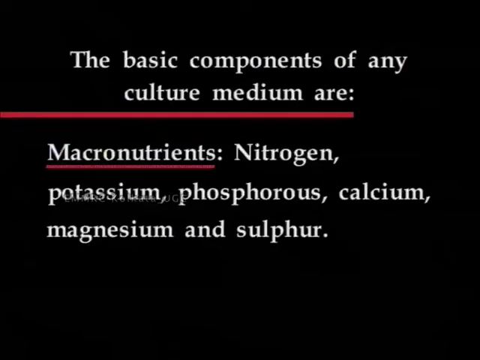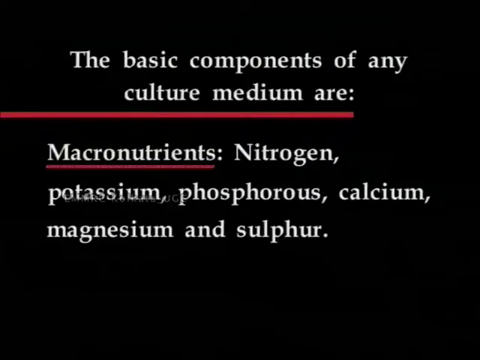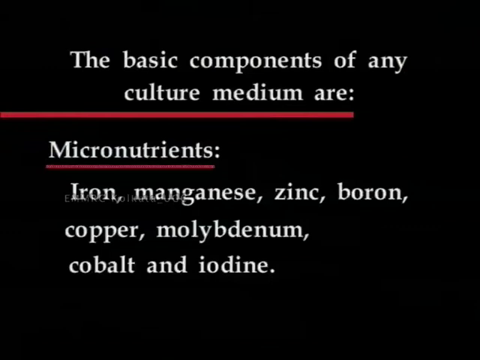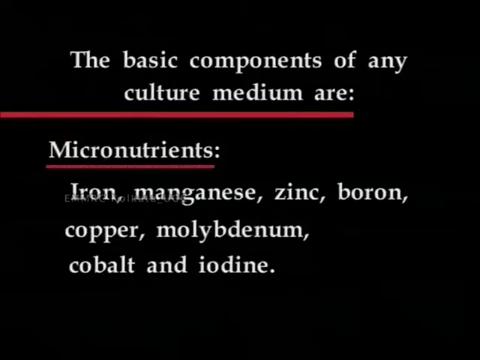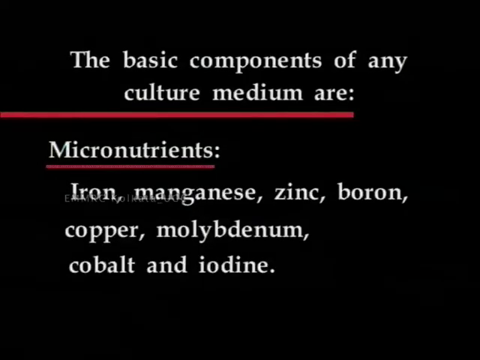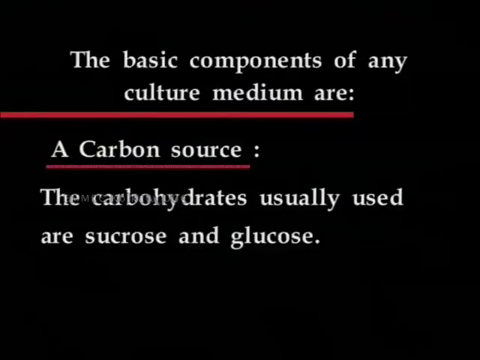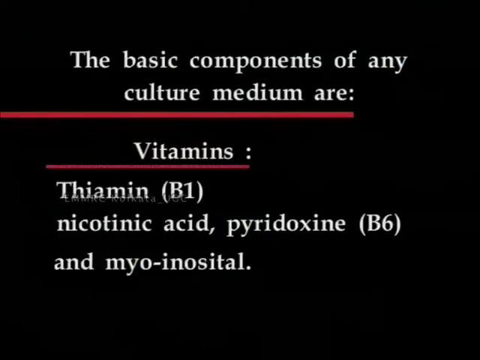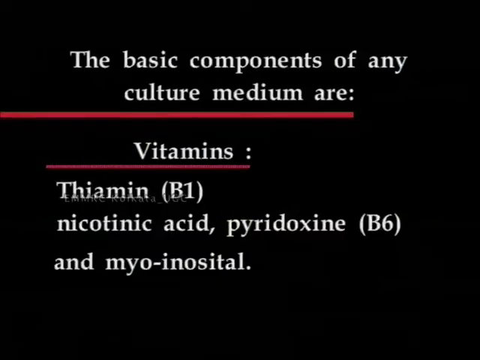The basic components of any culture medium are macronutrients: nitrogen, potassium, phosphorus, calcium, magnesium, and sulfur. Micronutrients: iron, manganese, zinc, boron, copper, molybdenum, cobalt, and iodine. A carbon source: the carbohydrates usually used are sucrose and glucose. Vitamins: they are thiamine, nicotinic acid, pyridoxine, and myoinositol.